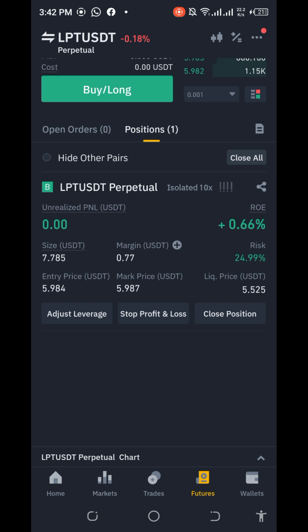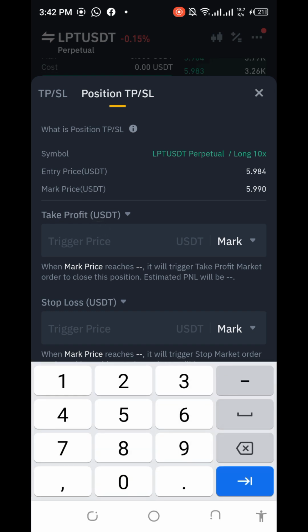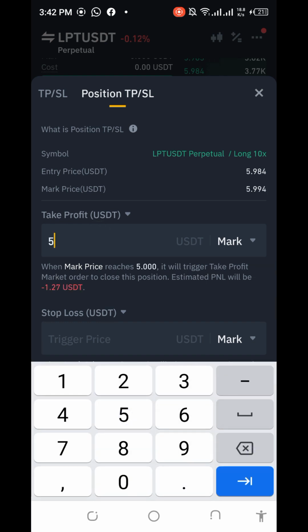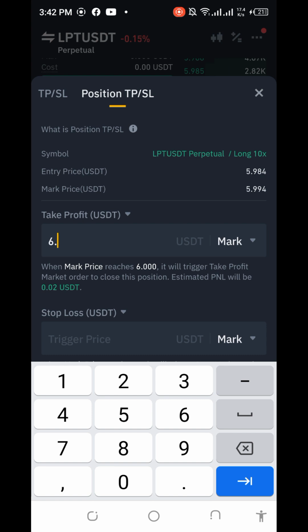Now I want to set my stop loss. Look at it here. You can use this place now to set your stop loss and take profit. Since I'm buying, I'm expecting the price to go, let's say, to 6.00. I want it to go to like 6.100. So if this particular coin goes to 6.100, it will give me $0.15.